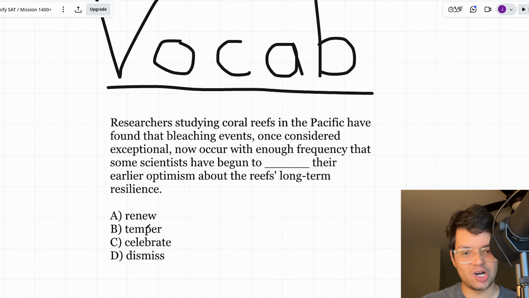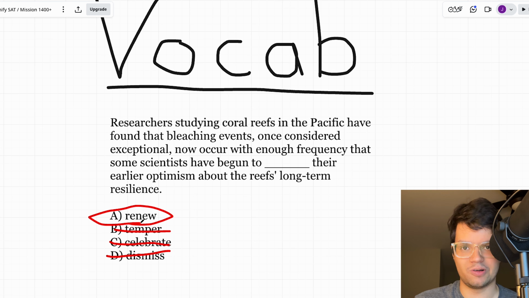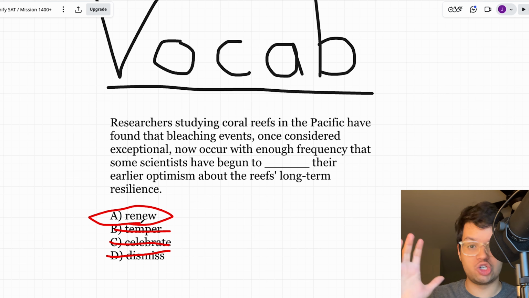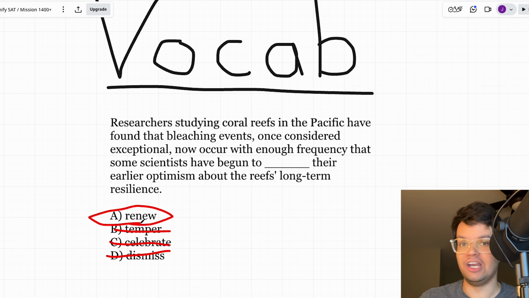Temper, I do not know what that word means, so probably is not going to be it. Celebrate, okay, that sounds good, but it sounds a little bit too happy, so I'm not going to go for that one. Then dismiss, not really sure if I know what that word means either, so probably not going to go for it. Okay, so I'll just go for renew for the answer. You can probably see as I did that there was an extremely cringe, really bad way of approaching this. No kind of actual strategy, no kind of system, and I went for renew, which is not even the right answer for this one. Instead, you want to be approaching these questions very systematically.